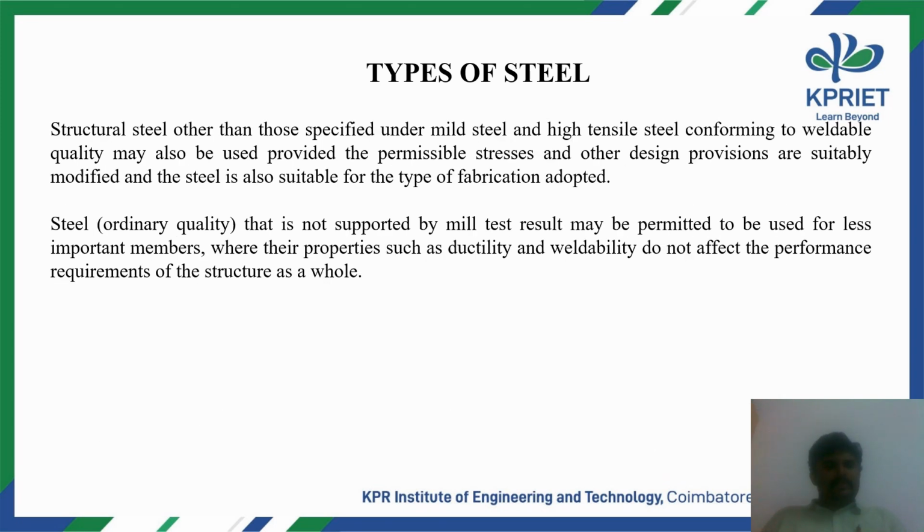So next one is structural steel. What is structural steel? It is generally classified into two types. The first one is mild steel, another one is high strength steel. Steel conforming to weldable quality may also be used provided the permissible stresses and other design provisions are met. Steel that is not supported by the mill test result may be permitted to be used for less important members where properties such as ductility and weldability do not affect the performance requirements of the structures.